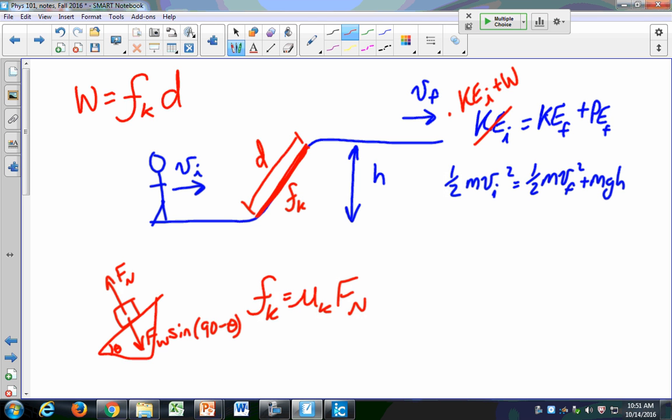Oh, yeah, the kinetic friction and the displacement are in opposite directions. So the kinetic friction will do negative work. That will cause this value up here to be negative. Our work will be negative. So I wrote it plus W, but with the meaning that W is negative. So I'm taking a difference of two numbers there.